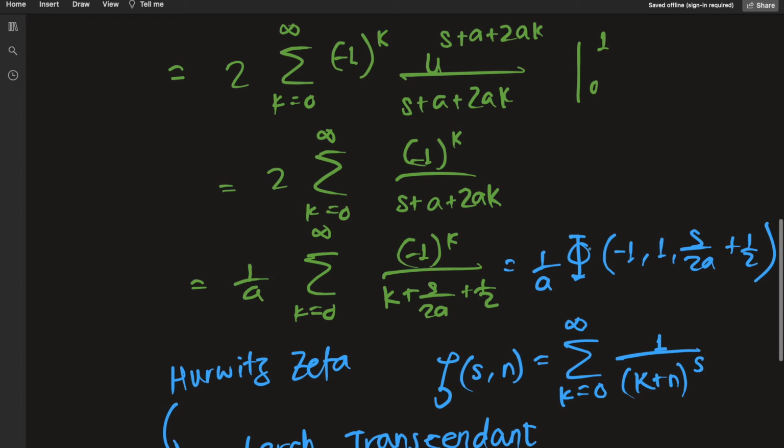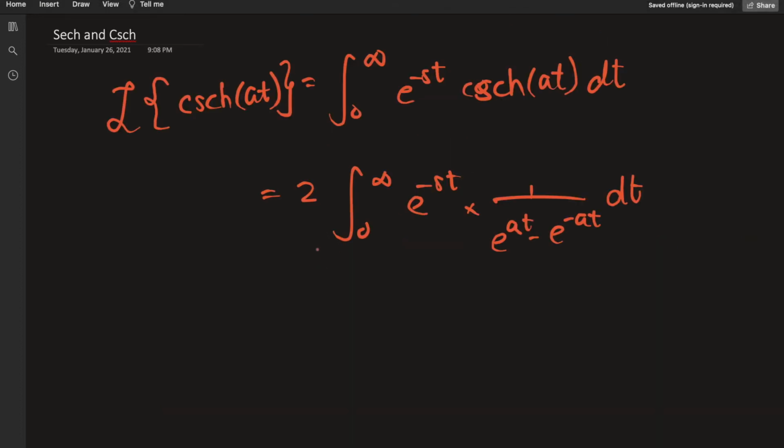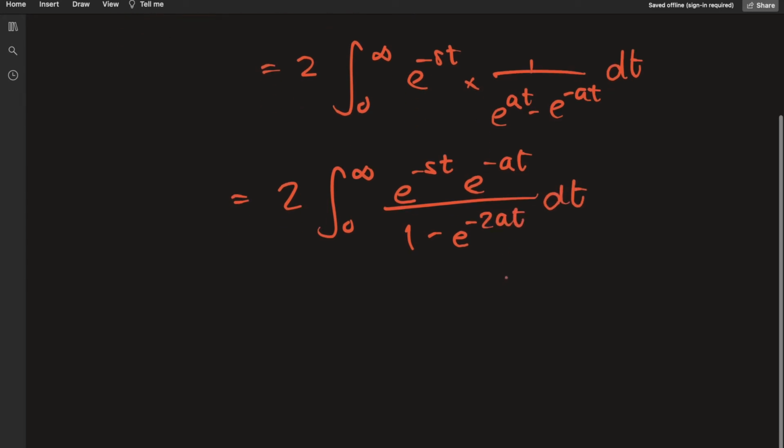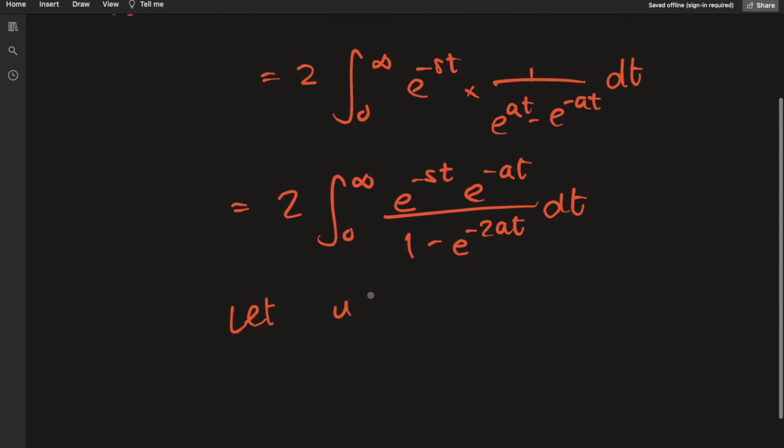So let's move on. Okay, so moving on to the Laplace transform of the hyperbolic cosecant of at. All I've done is just written the definition, expanded using the definition of the hyperbolic cosecant, and we can repeat the process like before, dividing by e raised to at to get negative powers everywhere. So we have 1 minus e raised to negative 2at dt, and now again use the substitution, u is equal to e raised to negative t.